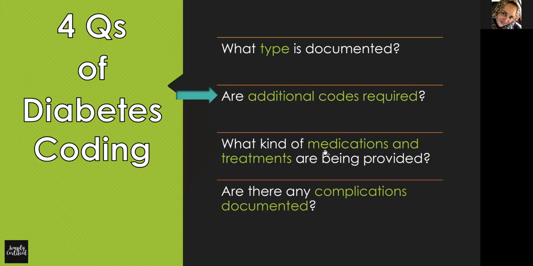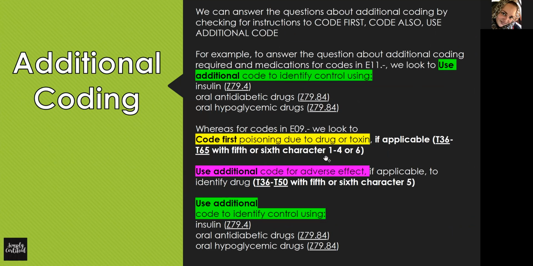They should have just called it type 4 so you don't confuse it with Alzheimer's. Okay. The next question of diabetes coding, are there additional codes required? You guys can probably see now that the guidelines and the coding instructions just keep yelling at us to code more stuff. You can answer this question by looking at everything that I put pretty colors on in the previous slides. So additional coding, right? Check the instructions for code first, code also, and use additional code notes, right?